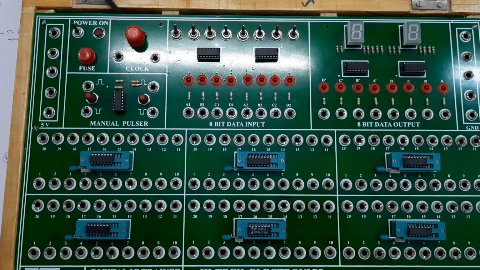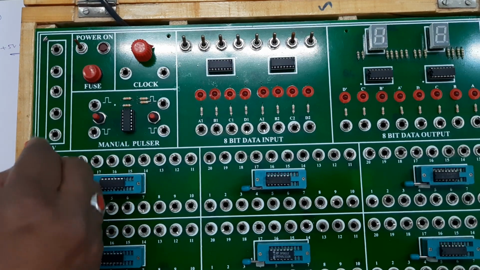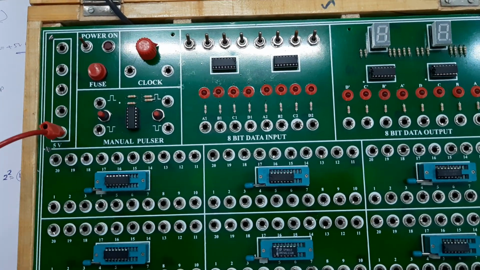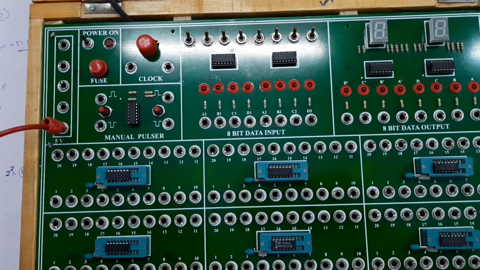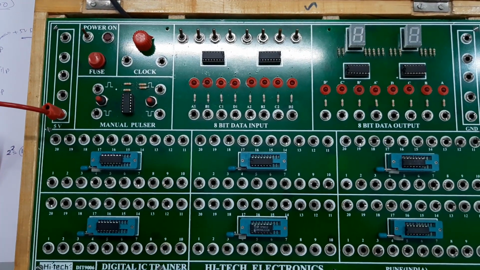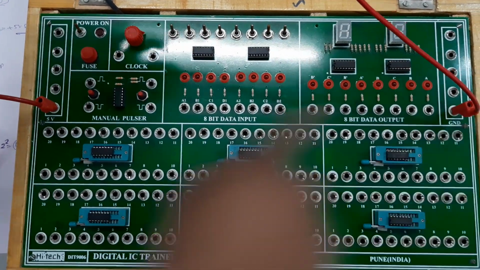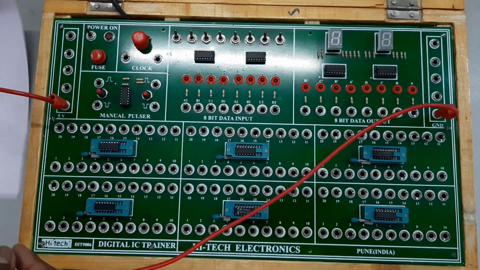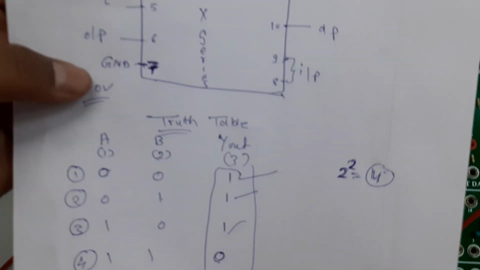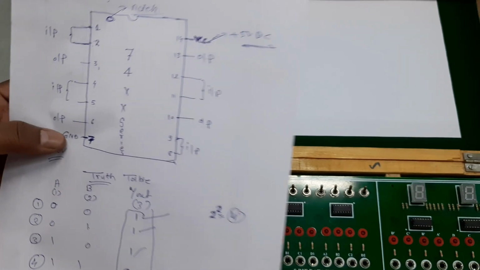Now, as I said, this is my plus 5 volt VCC. For any practical, we have to give the supply voltage, otherwise my IC will not work. And this is ground. So first you connect to ground, then to VCC. As I said, the 7th pin is my ground and the 14th pin is my VCC.